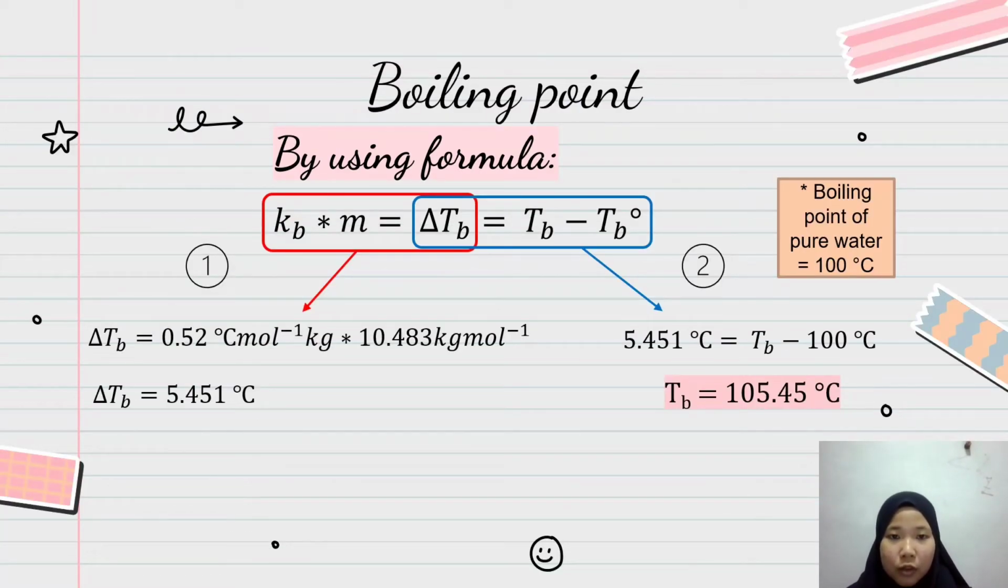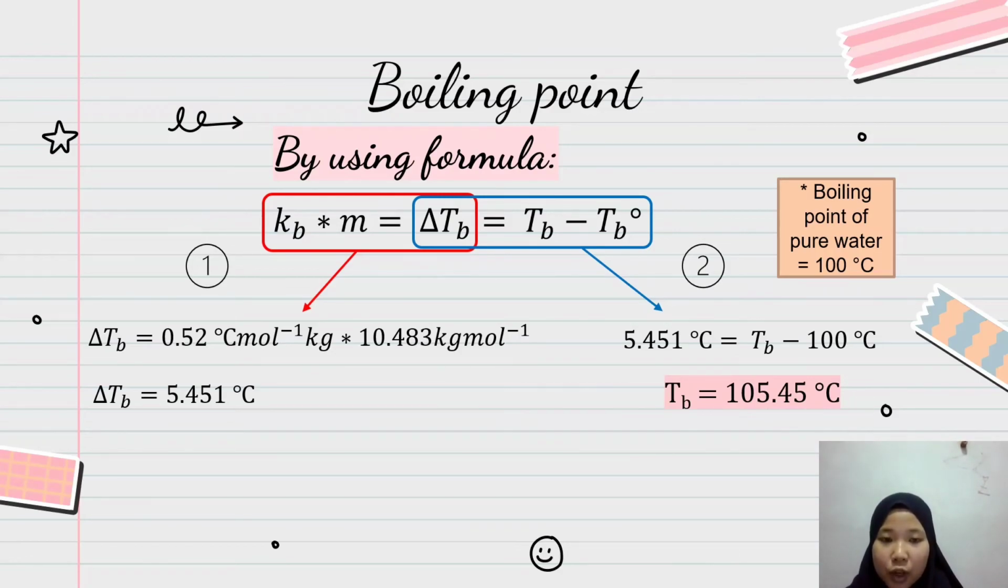After that, we're going to proceed to the boiling point. We can find the boiling point of the ethylene glycol by using this formula, which is Kb times m equals delta Tb equals Tb minus Tb naught. So for the first one, we can directly calculate the delta Tb since we already calculated the molality before, and we got the delta Tb equals 5.41 degrees Celsius.